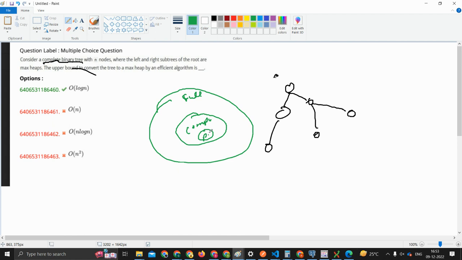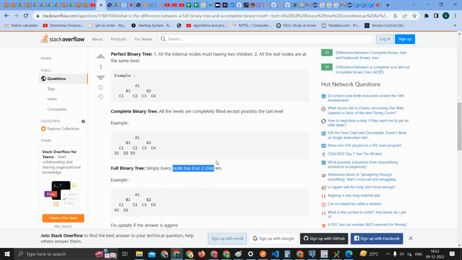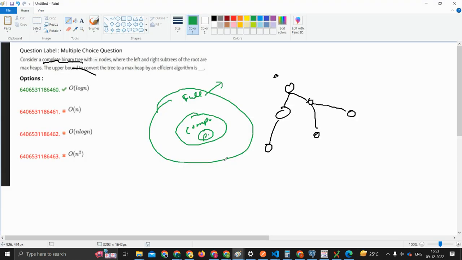I saw it on Google, but I am not very sure. I think it is the other way around. What is a full binary tree? Every node has zero or two children. That means this is wrong. That is what I'm saying, it's complete but not full. No, it is the other way around. So it is complete, and inside of that, you have full.